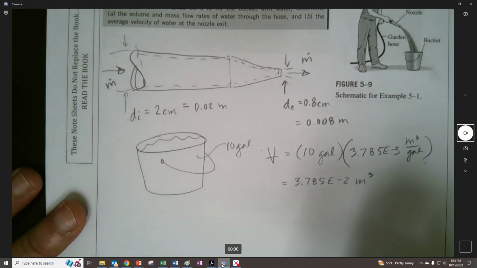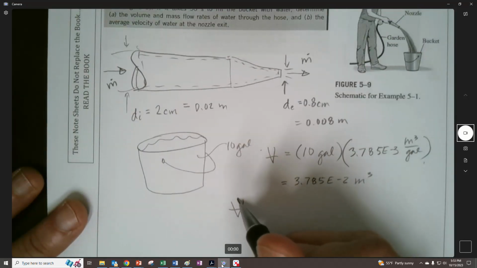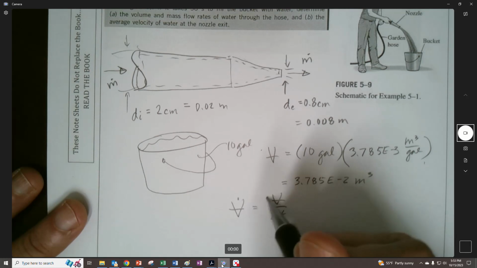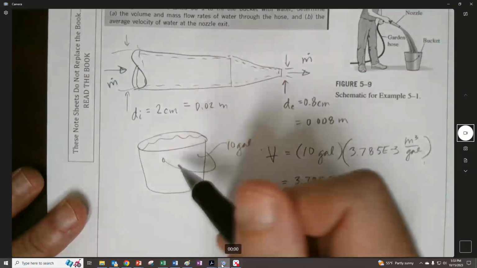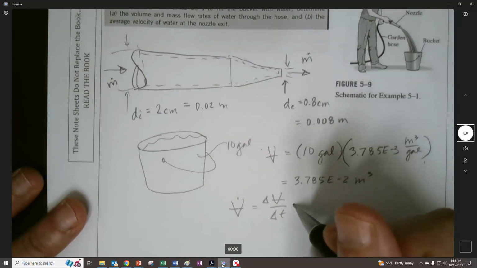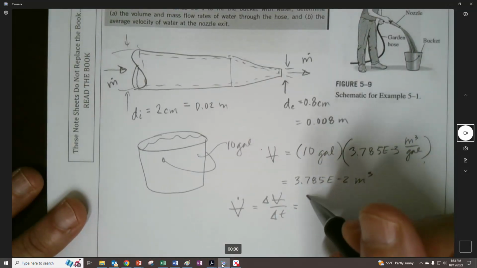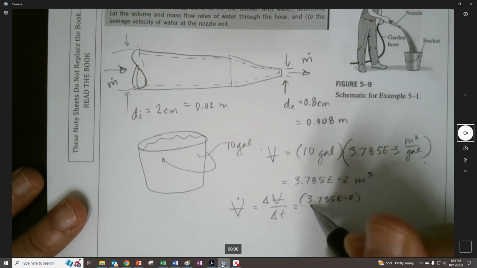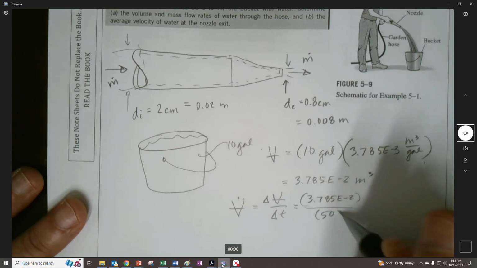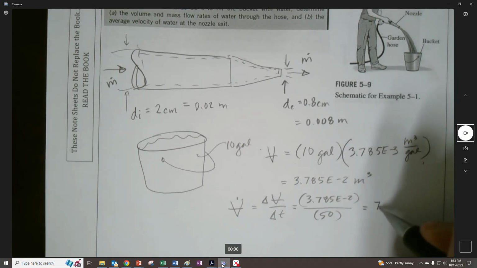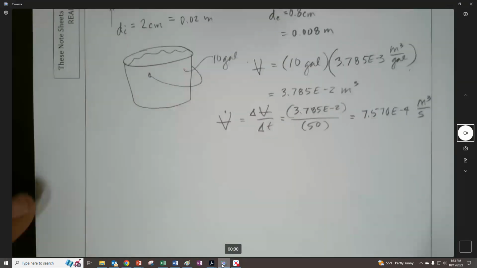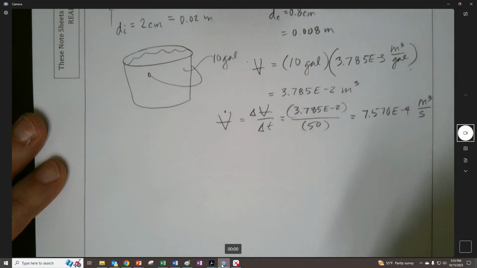Now we could get our volume flow rate. This is going to be the change in volume divided by the change in time. We'll call it change in volume because it was 0 and then it became something. So that's a change, isn't it? And that's 50 seconds. So 3.785 E minus 2 divided by 50 is going to give us a lovely 7.570 E minus 4. And these are cubic meters per second. These numbers are getting smaller.